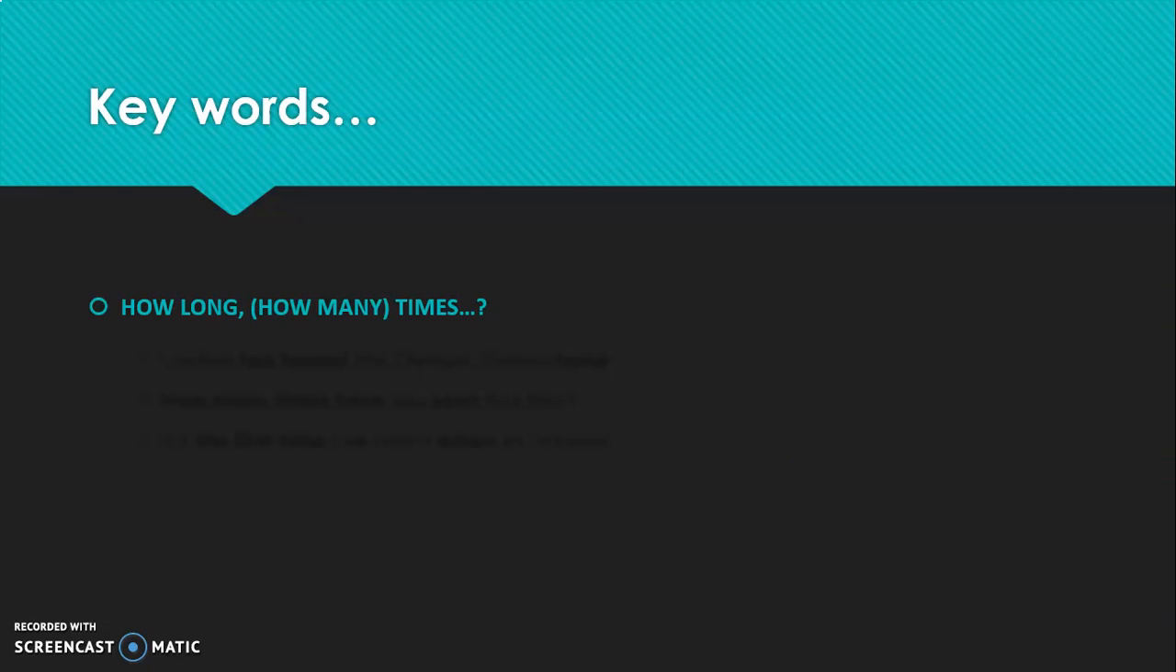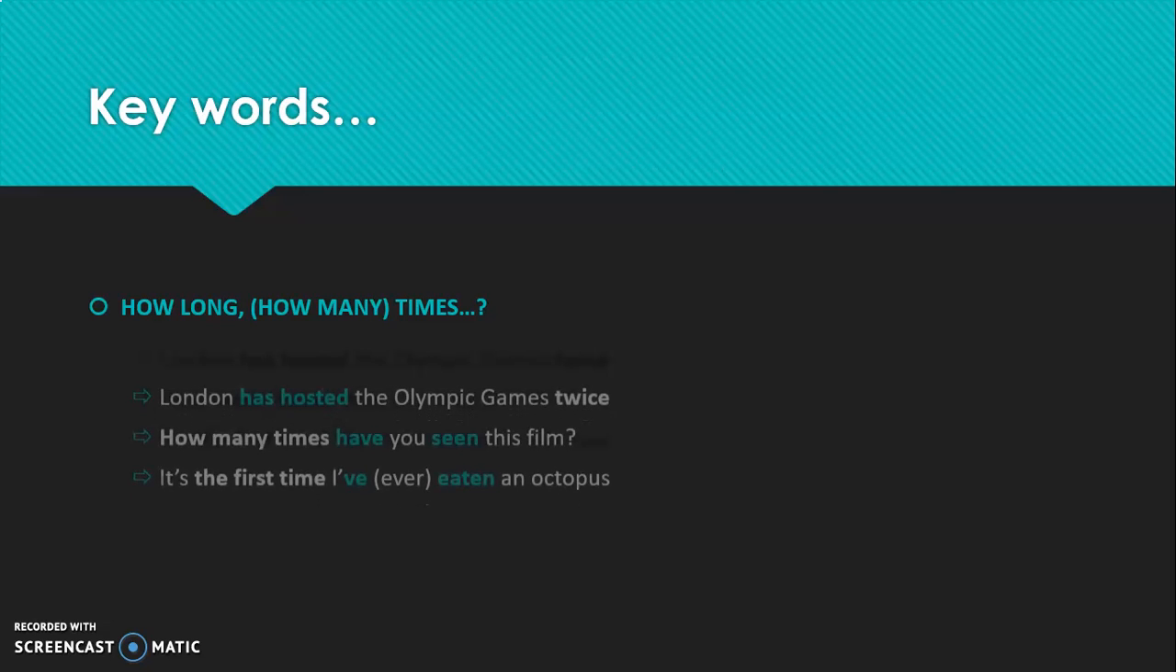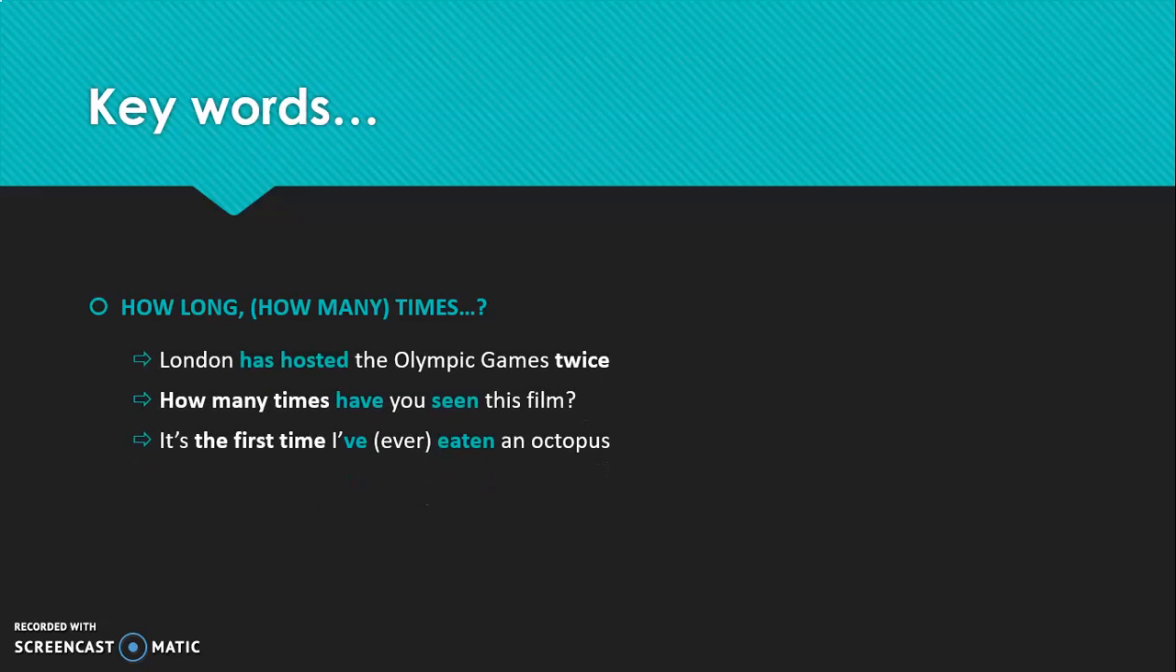Now, other keywords, especially used in questions, but not only. So you have how long and how many times, or to talk about how many times I've done something in general. For example, London has hosted the Olympic Games twice. So as you can see, I'm mentioning how many times the Olympic Games have been hosted in London. It's not a question, but still I'm using the present perfect because I'm talking about how many times.